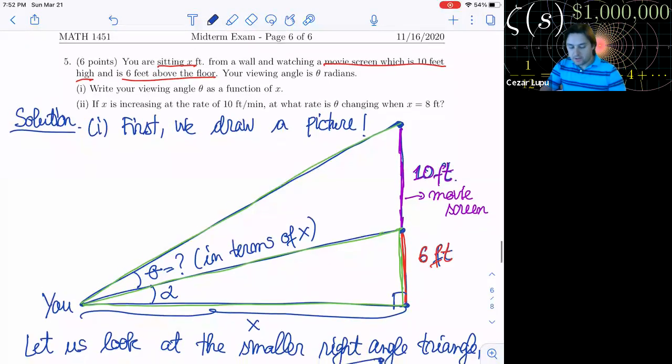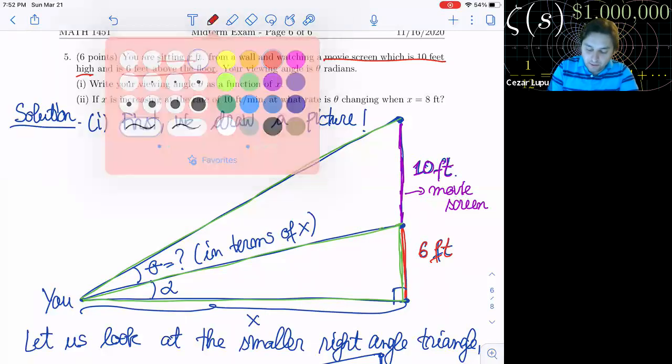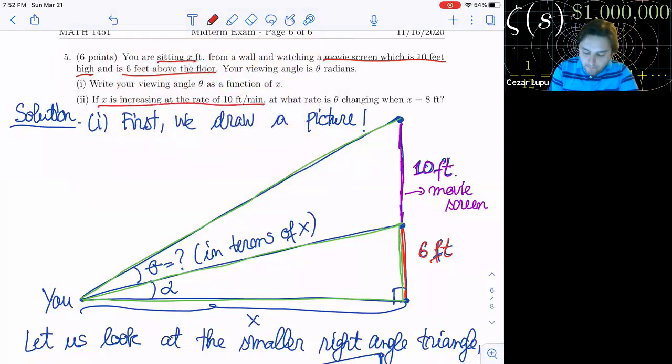So what should we do here? What do we know? Let's analyze together. What is x? If x is increasing at the rate of 10 feet per minute, how can we translate this? Can you tell me? How do we translate this?